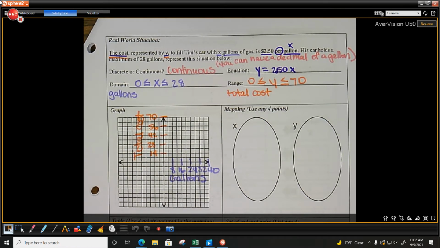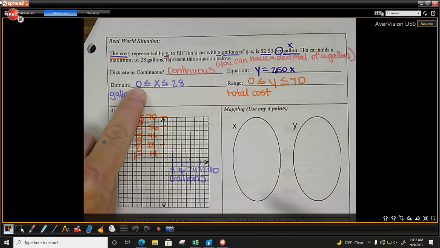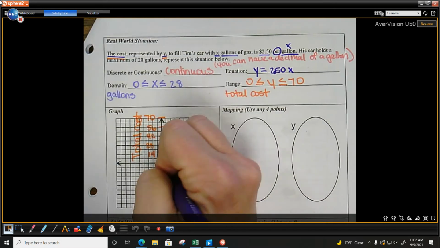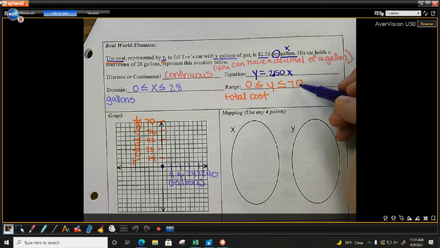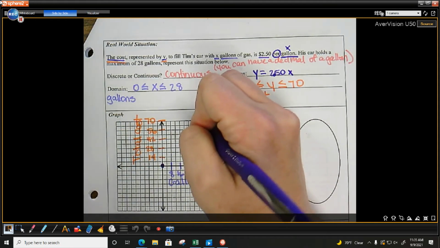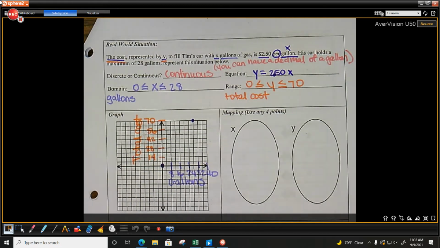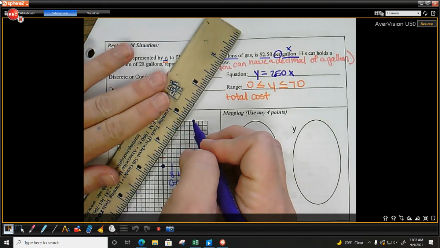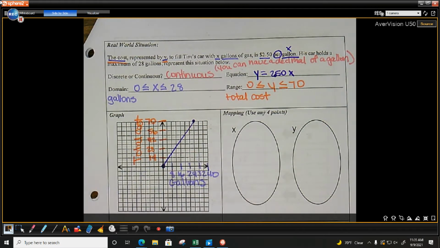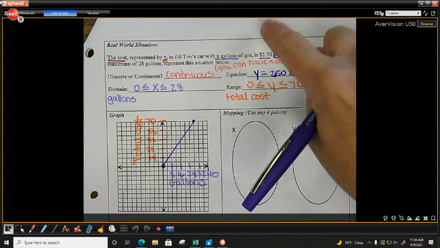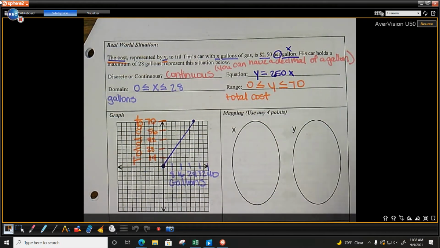So we're going to put dots on our graph for where we start and where we stop. When I buy 0 gallons, what's my cost? $0. Put a dot at the origin, 0, 0. When I buy 28 gallons, what's my cost? 70. So go to 28 and put a dot at 70. What should I do with those 2 points? Why do I connect them? Because it's continuous. Am I going to extend it past the starting and stopping points? No. Can you have negative gallons or negative costs? No. Can he buy more than 28 gallons? A maximum of 28. So no more than 28. That's why I'm stopping at 28.